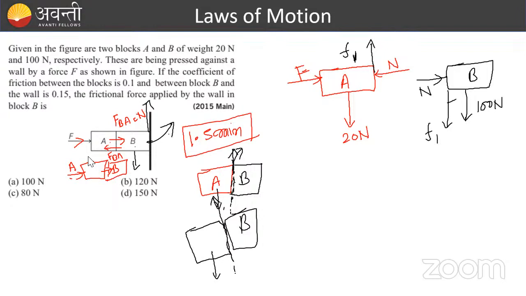So let's call it F2. Done. So it is having two friction forces, one coming from the action-reaction pair and another coming from this surface, right? What is the question? The question is: the frictional force applied by the wall on the block B is what?